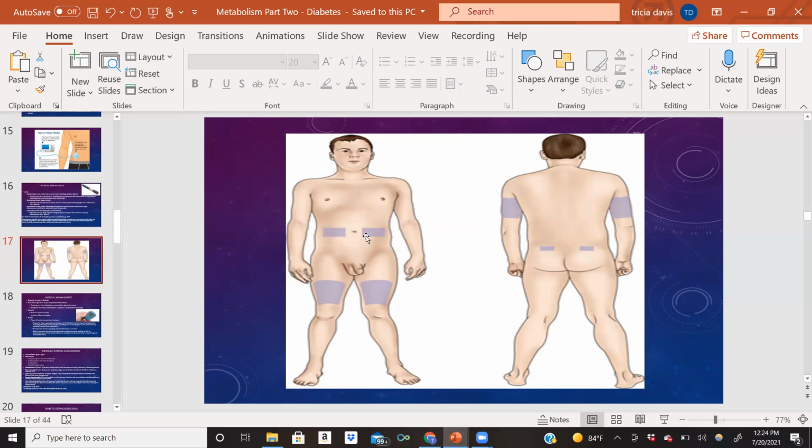So definitely on the belly, 1 to 2 inches around the umbilicus is the best place because that's where it's better absorbed. If they really don't want it there, then we can do the back of the arms right here, and we could also do the thighs, but we really, really like to educate that we like to do around the umbilicus because that's where it's best absorbed.